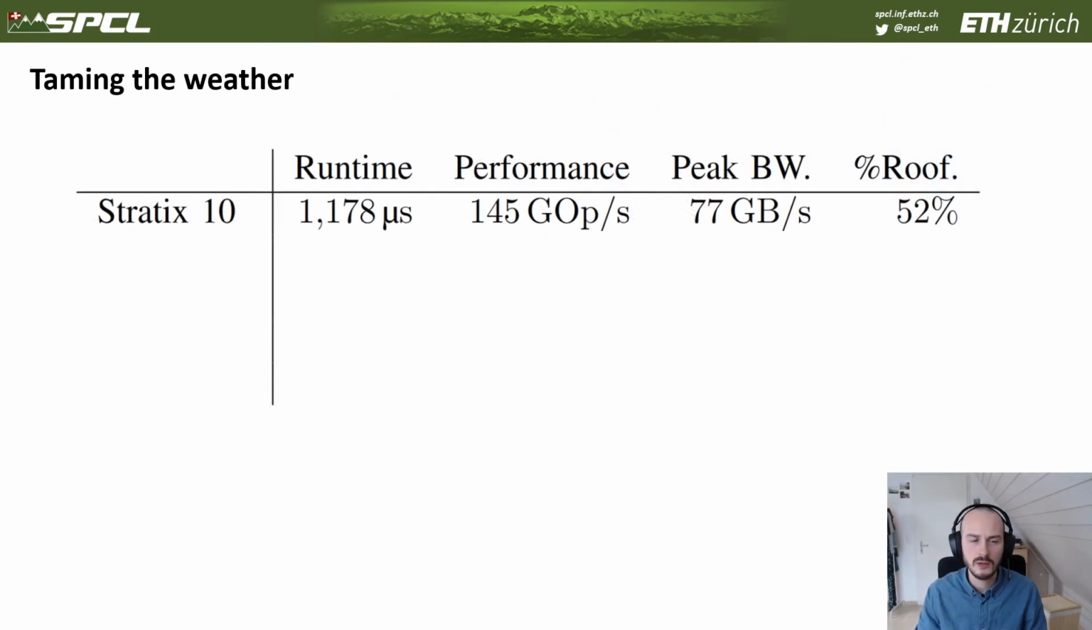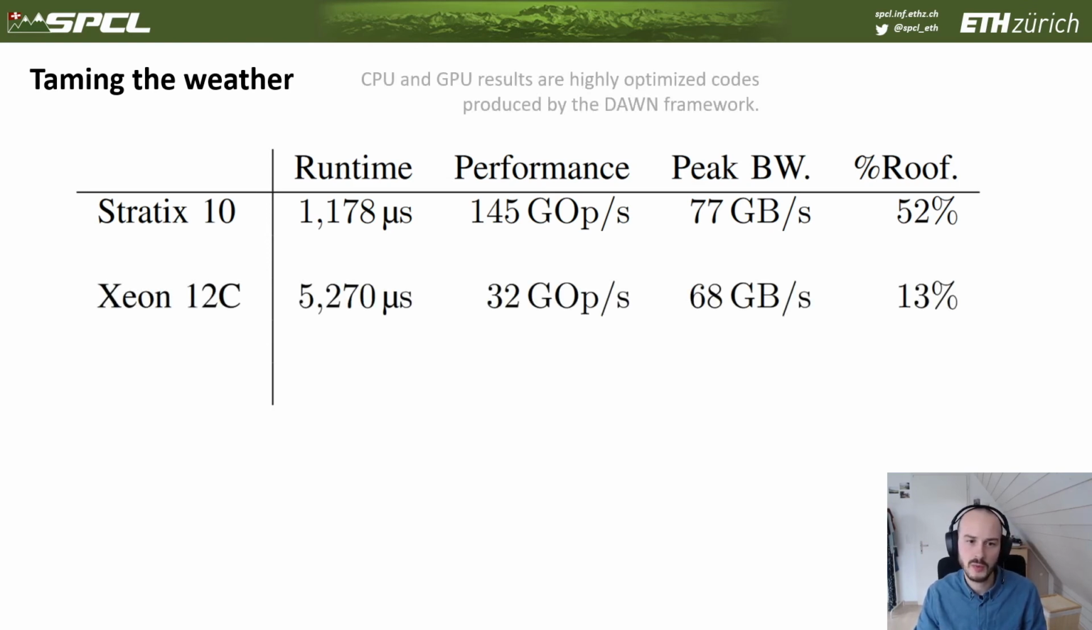So evaluating this in the Stratix 10, we ran into a fairly significant memory bottleneck. We saw performance of 145 gigaops per second, which is about 52% of the roofline performance that is implied by the arithmetic intensity that I mentioned a moment ago. Now, compared to a CPU implementation, this is about a 5x speedup, but noticeably with a much better exploitation of the actual bandwidth available.